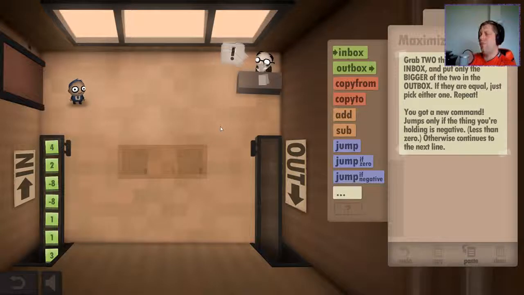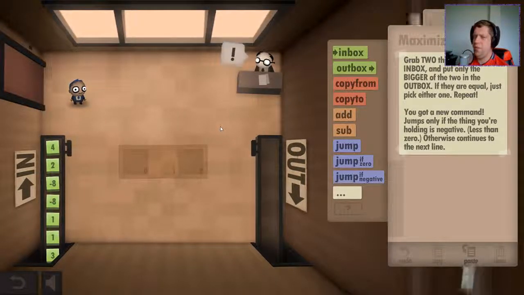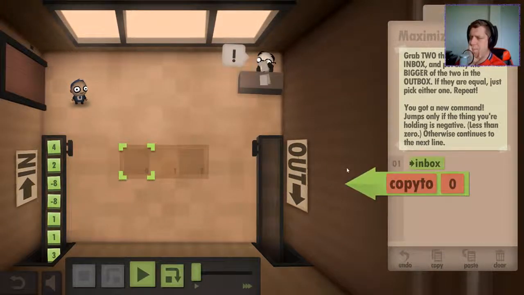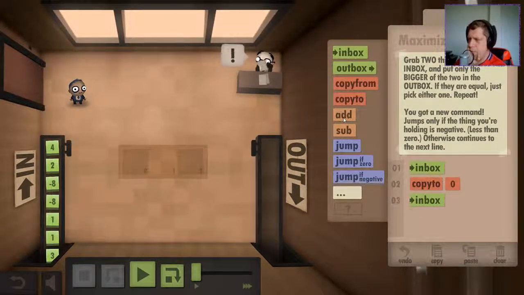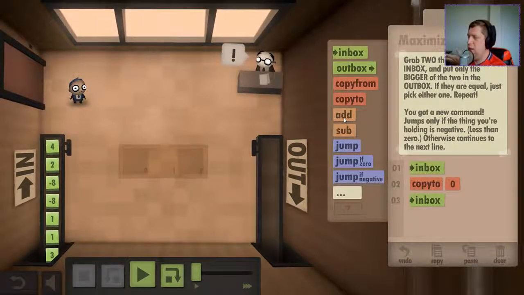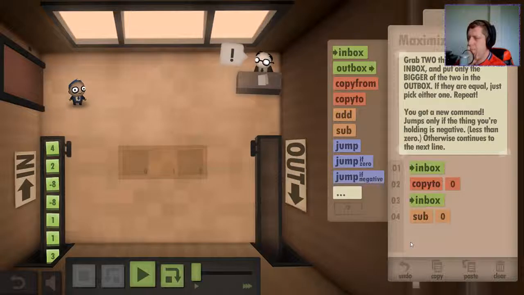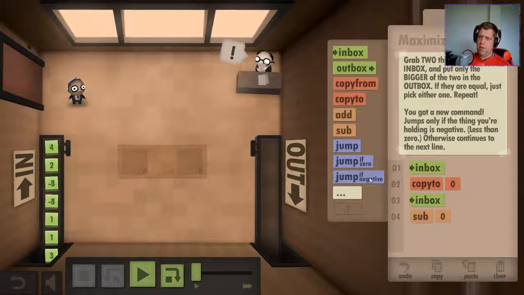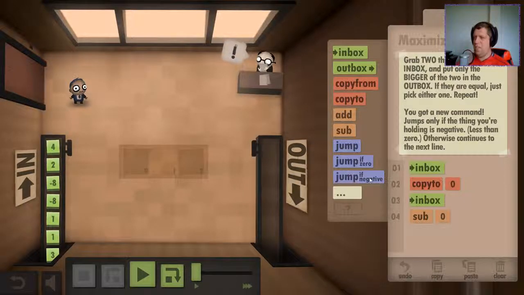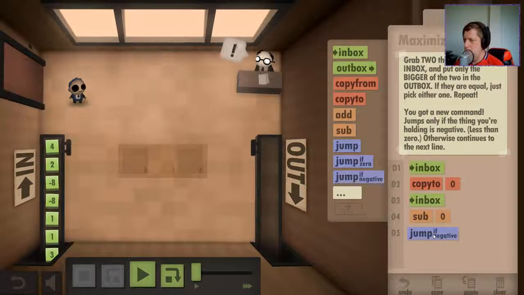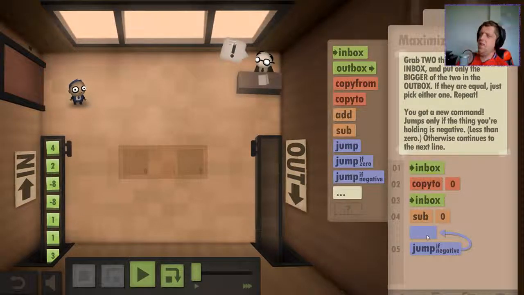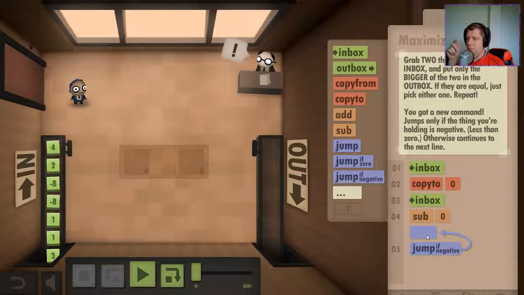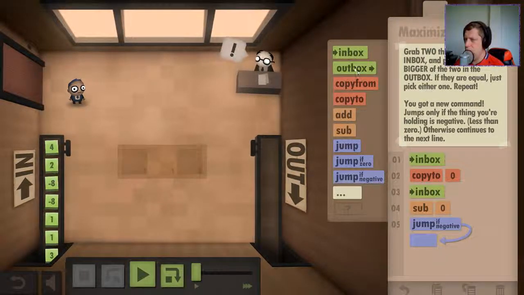Okay, so two things from the inbox, but only the bigger of the two. Okay, so copy this to the floor, grab the next thing. So let's think, if we do what we've got in our hand, subtracting from zero. Well, let's think about this. 4, take away 2. So if it's negative, we know, if it's negative, we want to send it to the outbox.